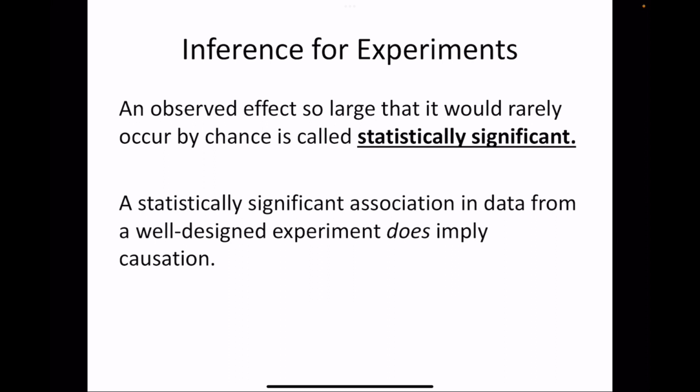Now, later on in the course, we're going to talk about statistical significance. And basically what it means is that we believe that the result was so rare that it couldn't have happened by chance, that the treatment that was given was the reason why there was a change. And when we have significance like this, it does imply causation.